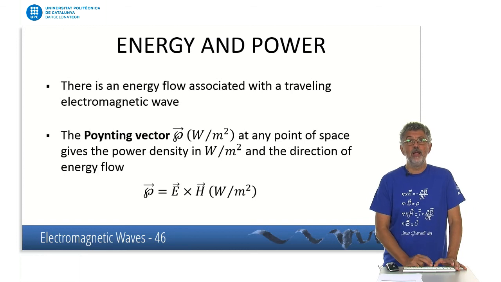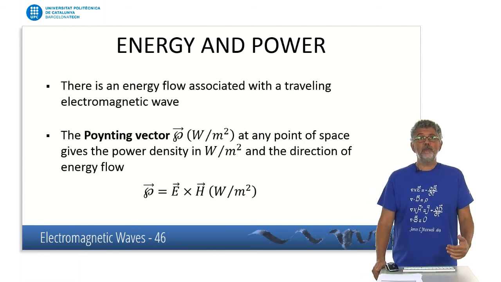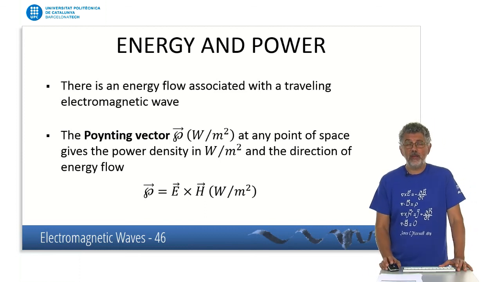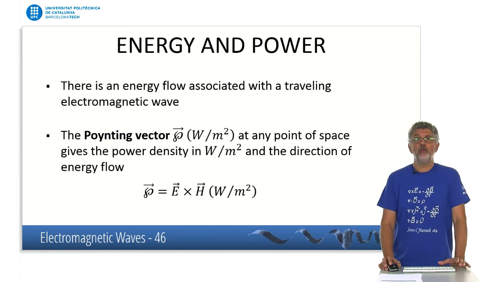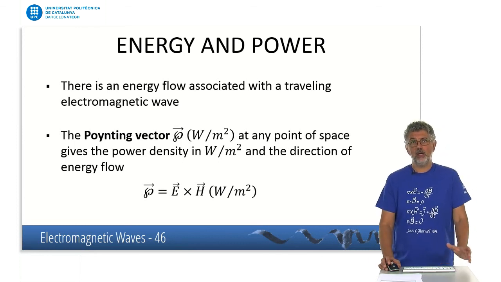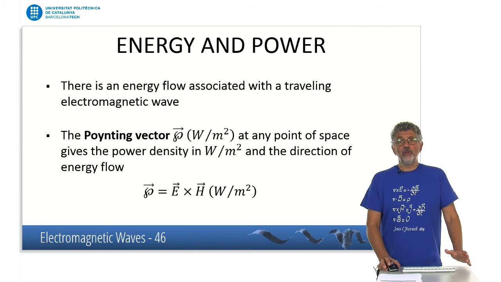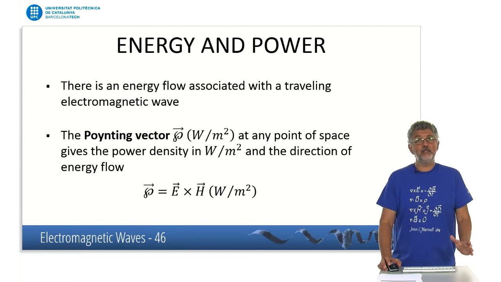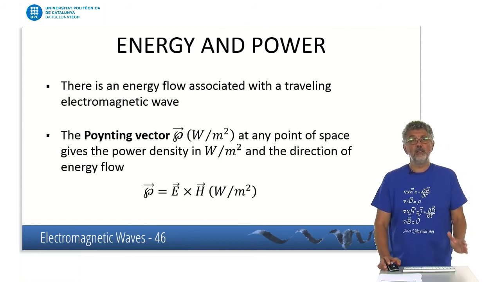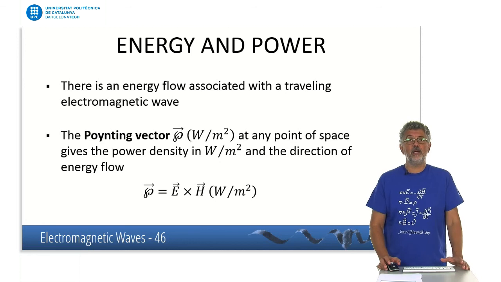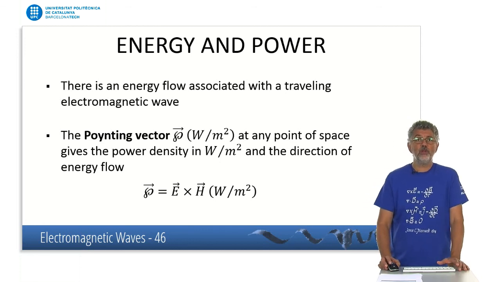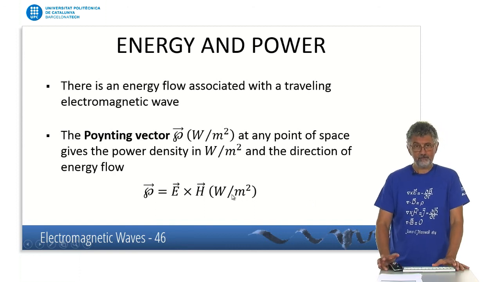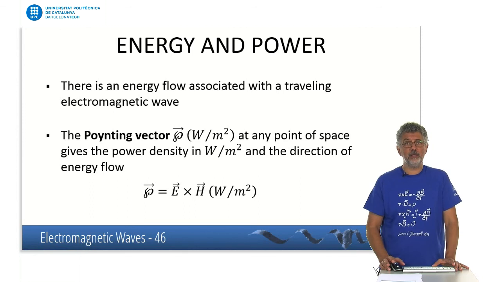Now, what is the energy flow associated with a traveling electromagnetic wave? Well, this is given by what is known as the Poynting vector. Its units are watts per square meter. The Poynting vector at any point of space gives us the power density, and since it is a vector, it also tells us the direction of energy flow. The Poynting vector is computed as the vector product of the electric field times the magnetic field.